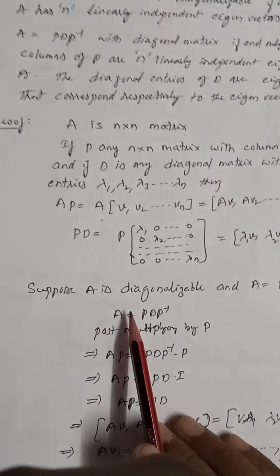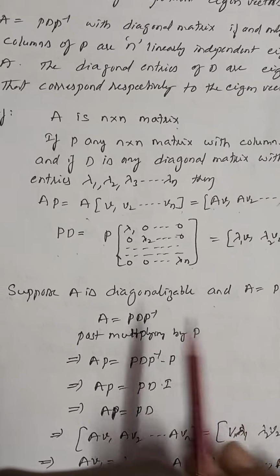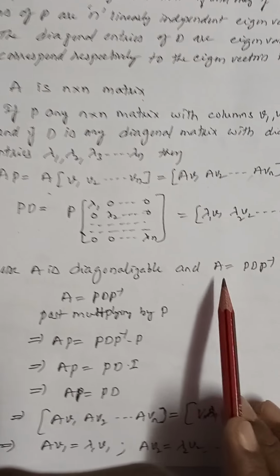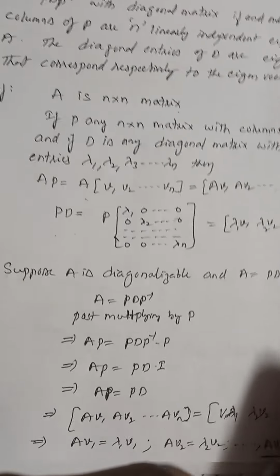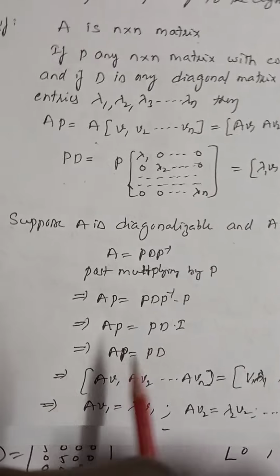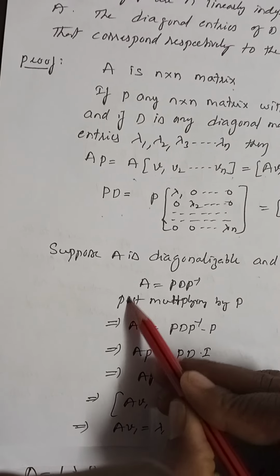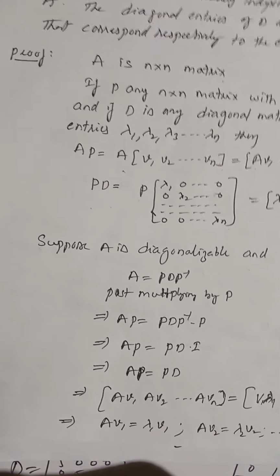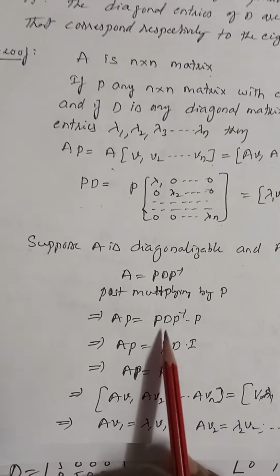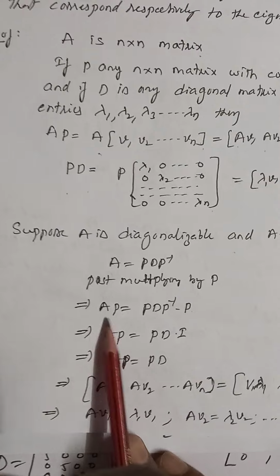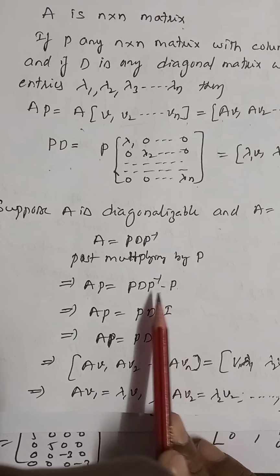Now, suppose A is diagonalizable. This is our assumption. That means A can be written as PDP inverse. A is equal to PDP inverse. Post multiplying both sides by P, this is post, not past, A into P is equal to PD, P inverse into P. AP is equal to PD into P inverse into P.